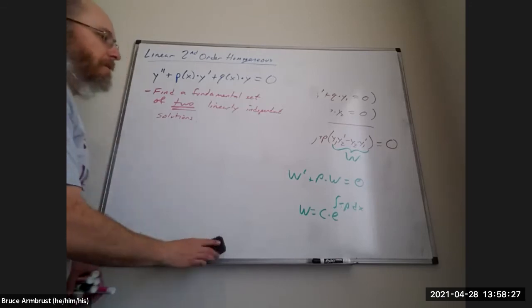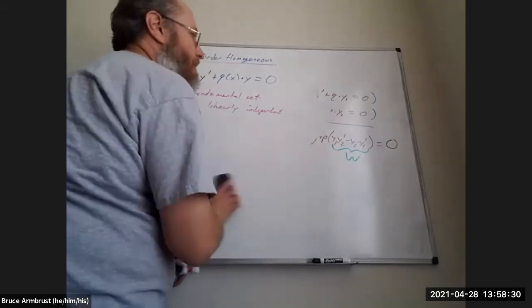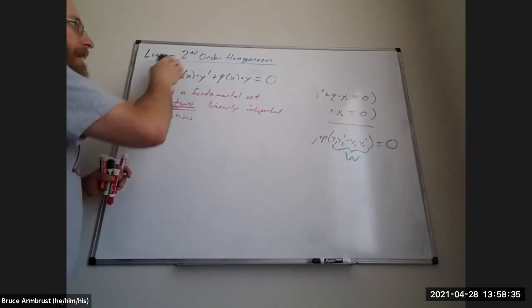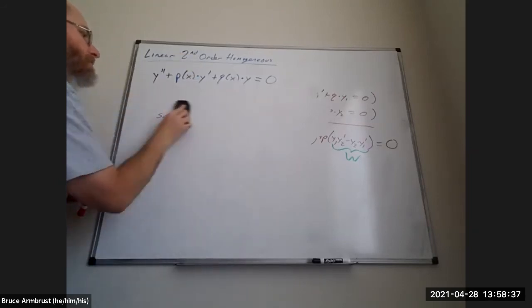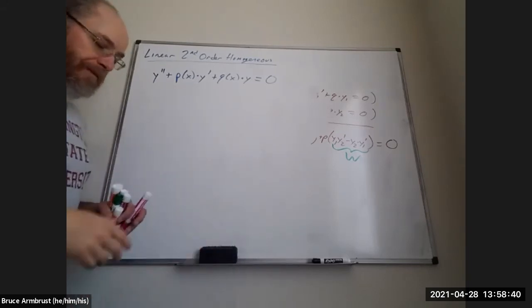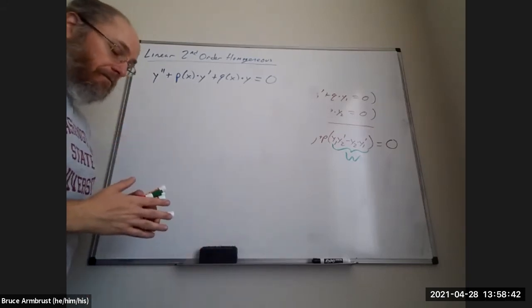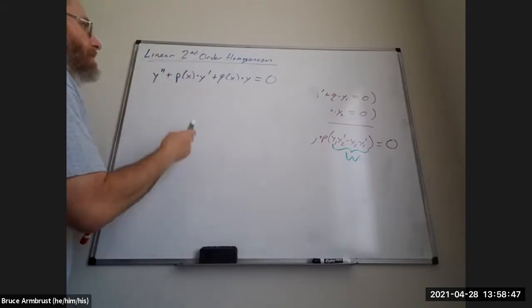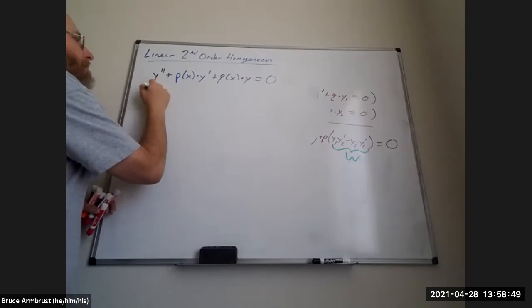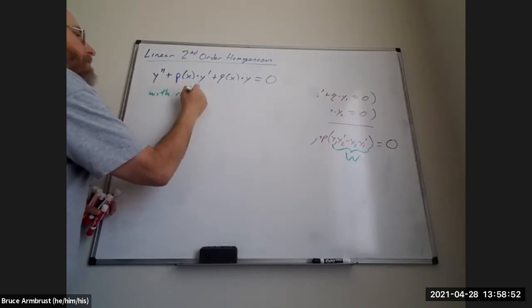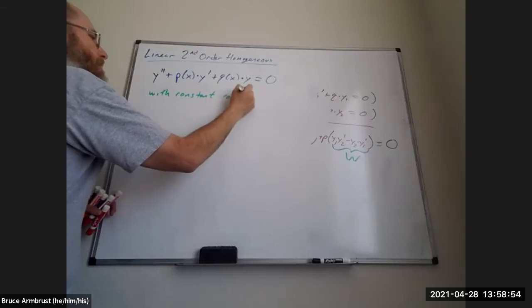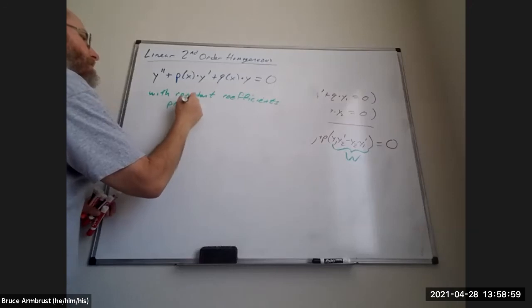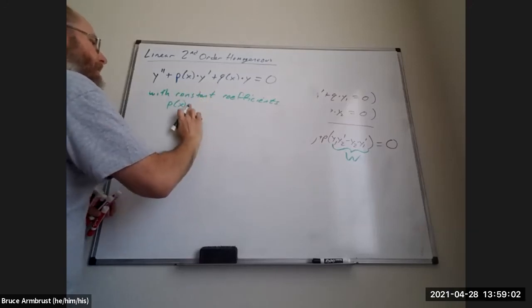All right, so let's do this. Let's actually refine our type of differential equation to an even smaller set. Now we're not going to just look at linear second order homogeneous, but let's look at those that have what we say constant coefficients, meaning P of x and Q of x are constants.